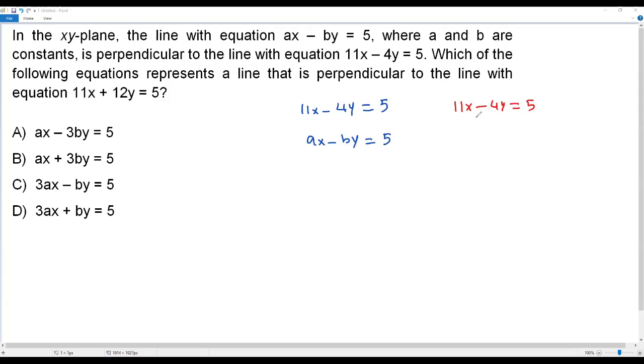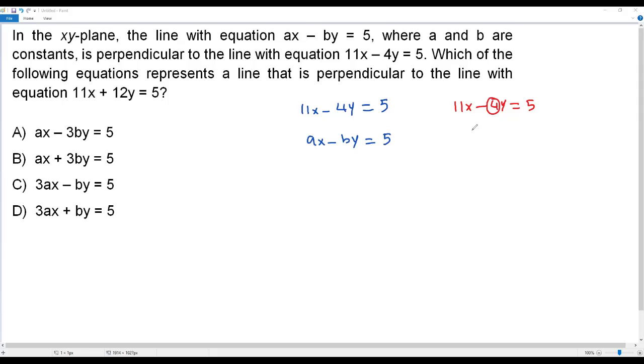Actually, this equation is in standard form. So we have x and y terms on the left side and a constant on the right side. Whenever we have a linear equation in standard form and I want the equation of a line which is perpendicular to this one, what should I do? I just have to do a simple transformation. Consider the number in front of y. Don't consider the sign, only the number in front of y.